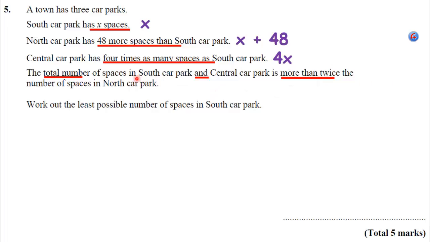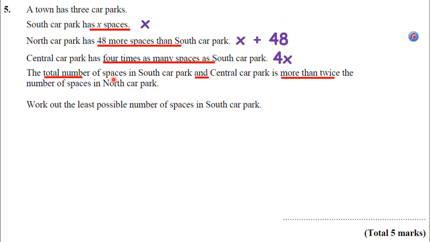The total number of spaces, so total means to add up, spaces in the south car park and the central car park, so X and 4X, is more than, so I'm going to use an inequality there, twice the number of spaces in the north car park. And in the north car park, I have X plus 48.